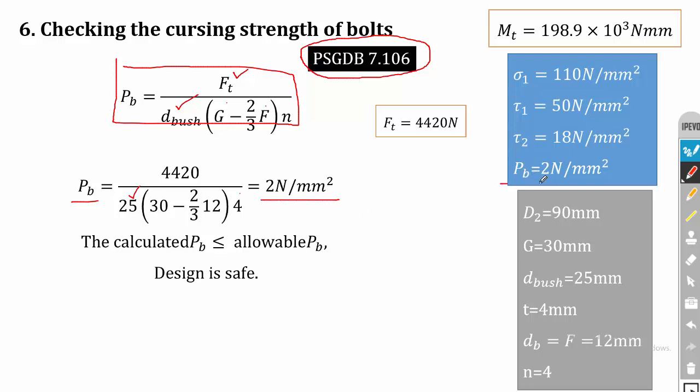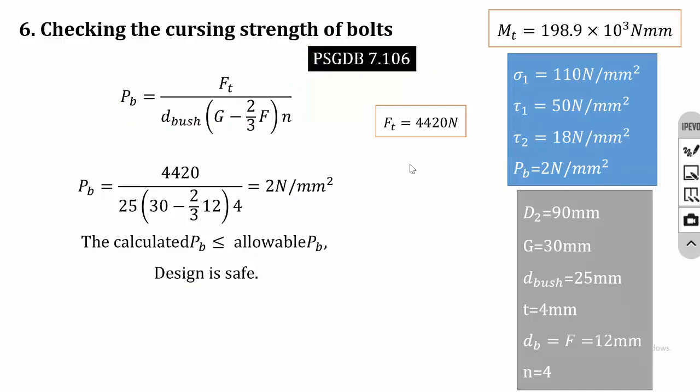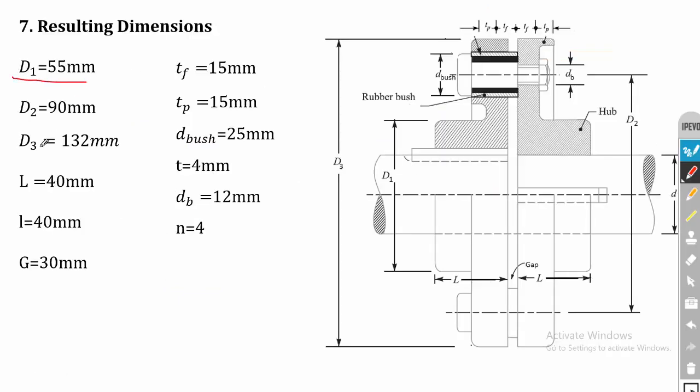In the problem the allowable value is 2 Newton per mm square and the calculated value is also 2 Newton per mm square. And we know that if the calculated value is less than or equal to the allowable value, the design is safe. So here the calculated value is 2 Newton per mm square and the allowable value is also 2 Newton per mm square. So the design is safe. We have designed everything. The last step is resulting dimensions. Just write all the dimensions that we have selected from the data book as well as what we have calculated. Along with this, the drawing is very, very important.